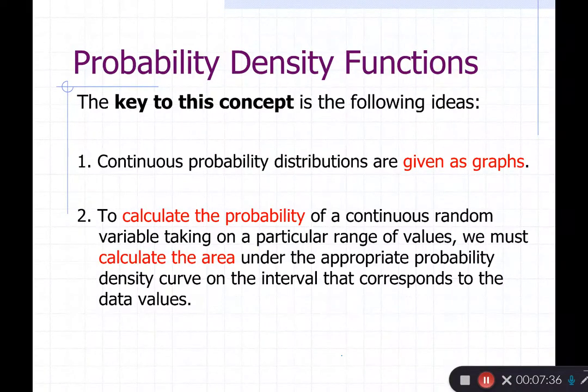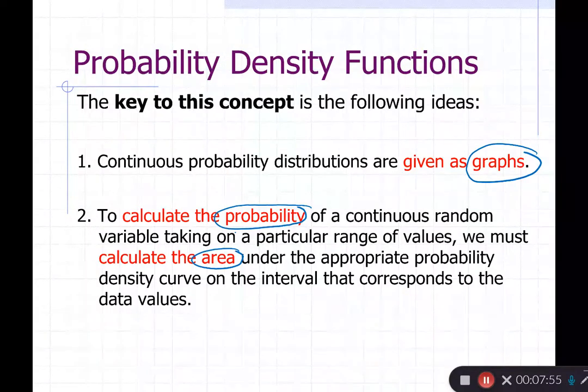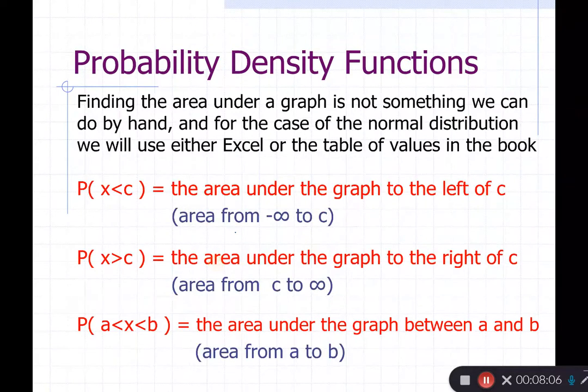Okay, just to recap the last few slides, continuous probability distributions are given as graphs, not as tables. And to calculate the probability, you calculate the area, either to the right of x, the area to the left of x, or the area between 2 x values. Okay, so we'll use Excel, and we'll talk about how to use Excel for each of these 3 scenarios.